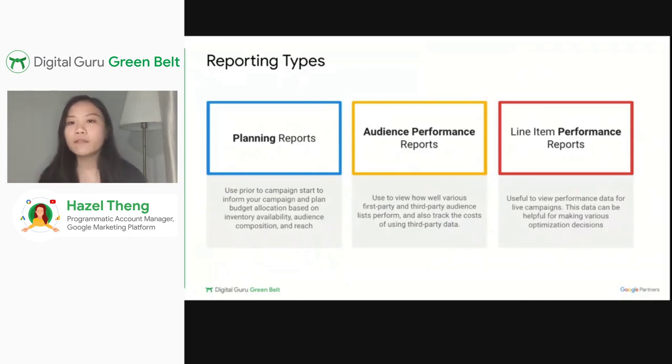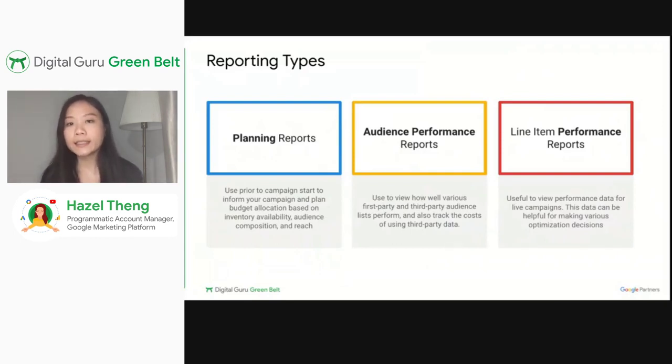So your inventory availability report and audience composition report really fall into this category. These reports can be used for campaign planning purposes prior to your campaign launch, to understand inventory avails and what kind of audiences we should be looking at for your campaigns. And second, you have your audience performance report, which takes a deep dive into how well the various audience lists are performing or scaling.